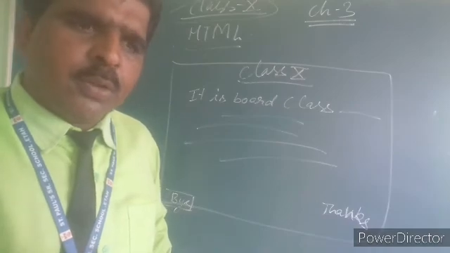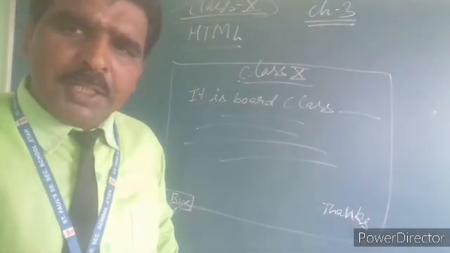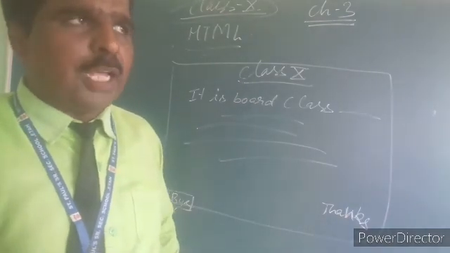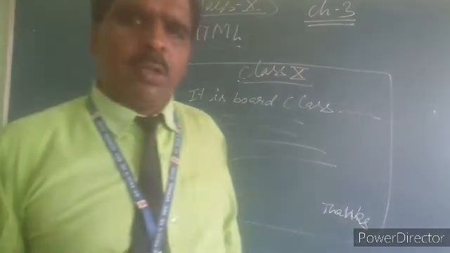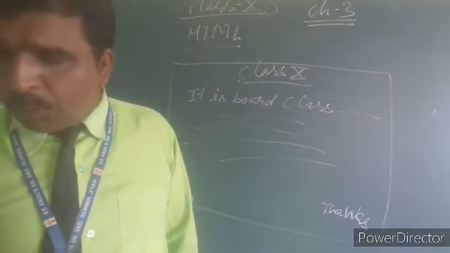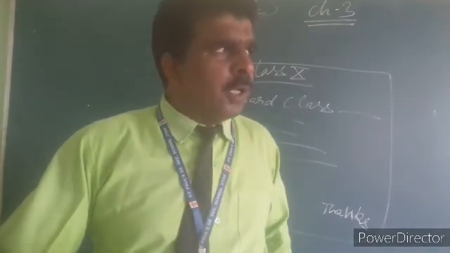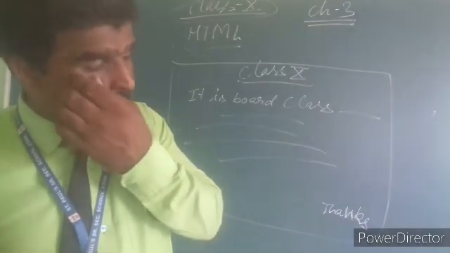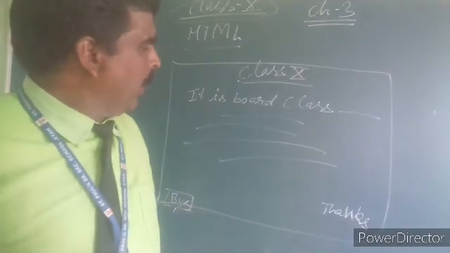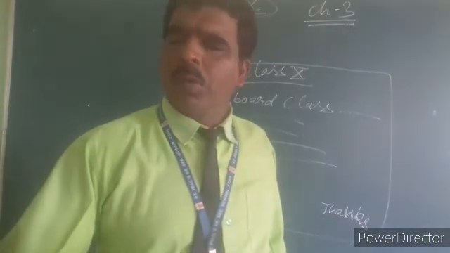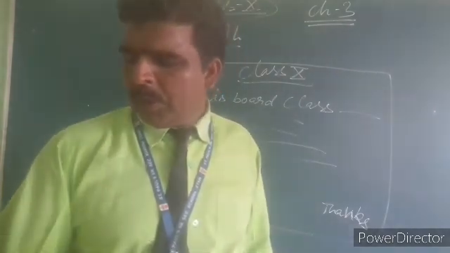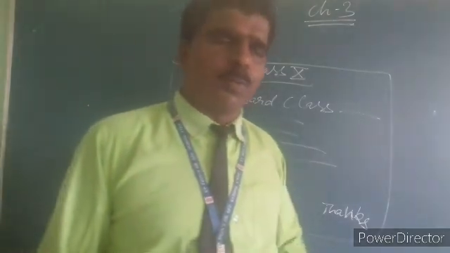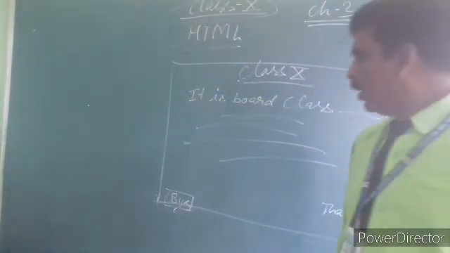As, put a comma, size equals to 12, font name equals to Arial, and color equals to blue.